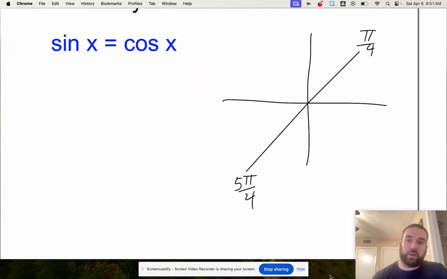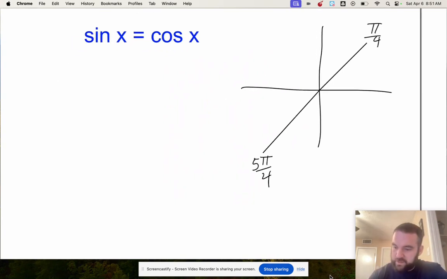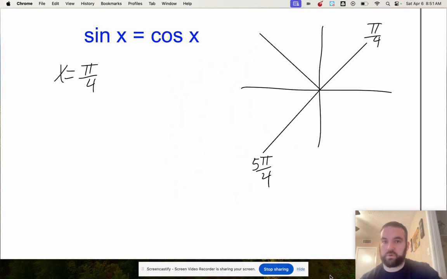So one thing I could do is I could say x is pi over... sorry, quick side note, those are the only two where sine and cosine are equal. If I go to quadrant 2 or quadrant 4, sine and cosine are the same absolute value. They're both root 2 over 2, but sine is negative, cosine is positive, or vice versa. So that's why I'm not considering quadrants 2 and 4.